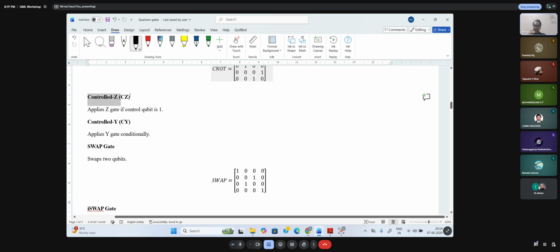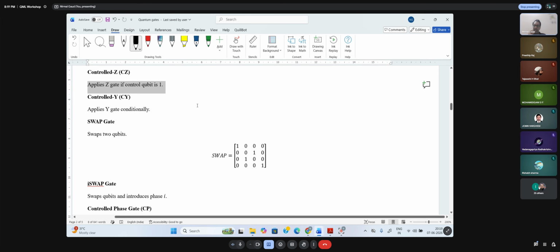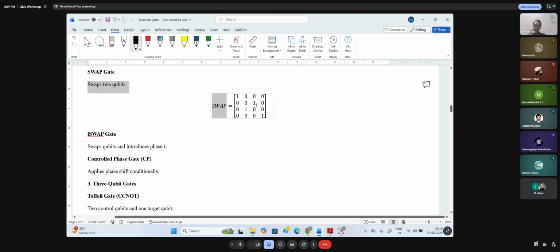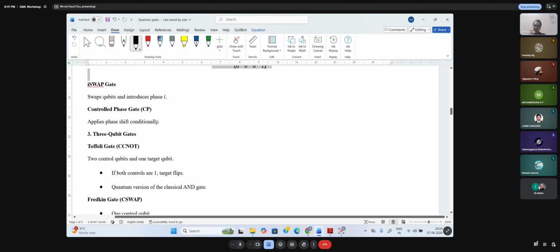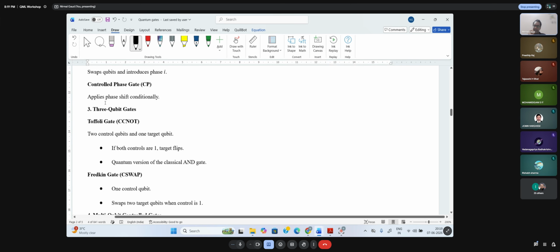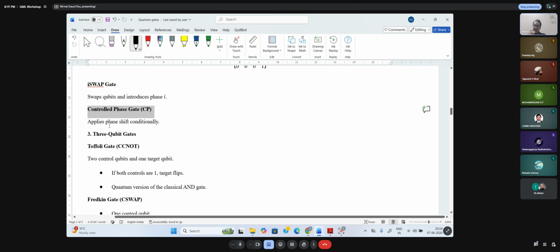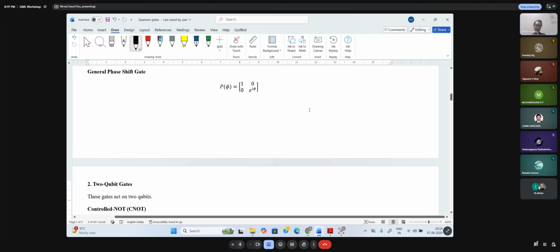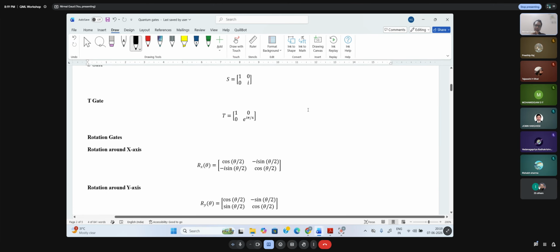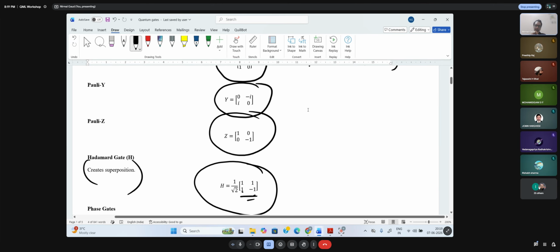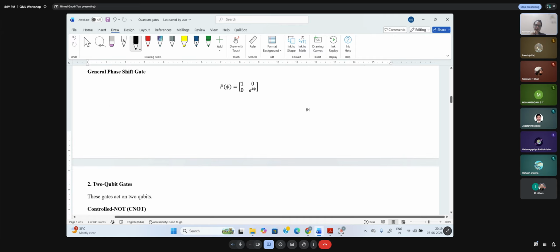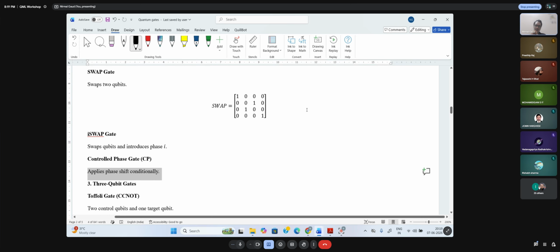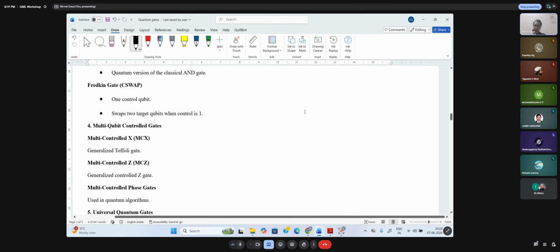Controlled Z applies the Z gate if the control bit is 1, controlled Y likewise. We do have a swap gate also, swapping of the bits. We have the control phase gate, applying a phase shift conditionally. So there are certain gates, and you can see they are either trigonometric or logic based. Their application is with respect to single qubit or two qubit or three qubit also.